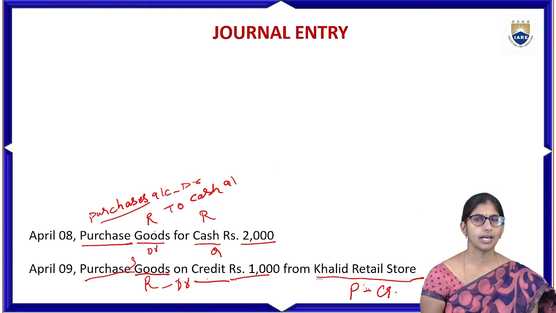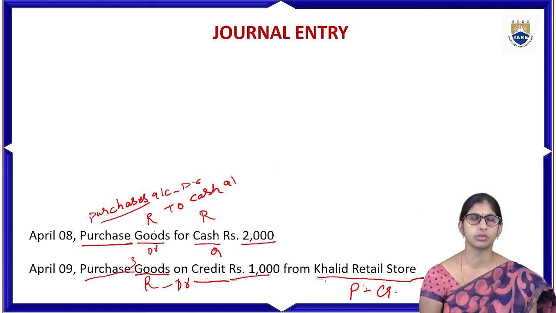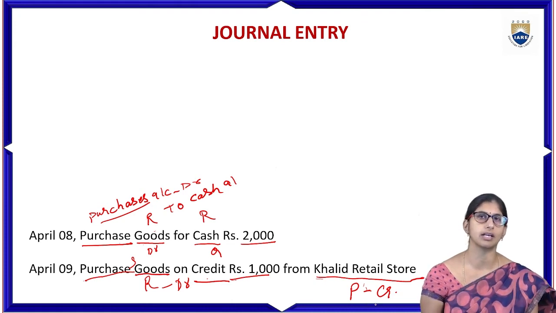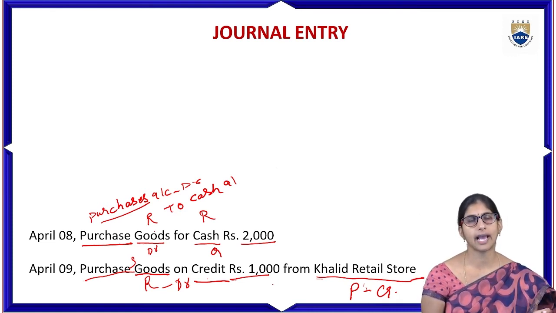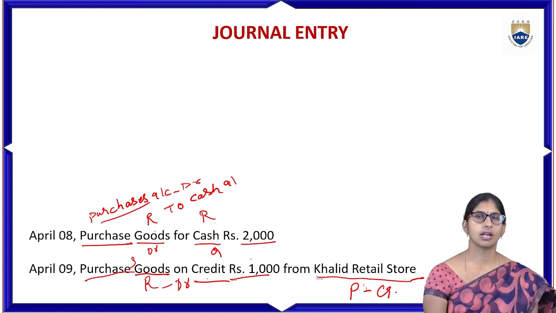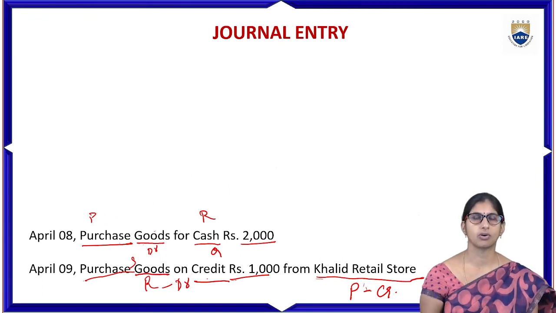So here in any of the credit transactions, definitely we are going to write the personal account item in the entry, and we will not have the cash word or cash item in the credit transaction. So now let us see how the entries are passed in the journal book.